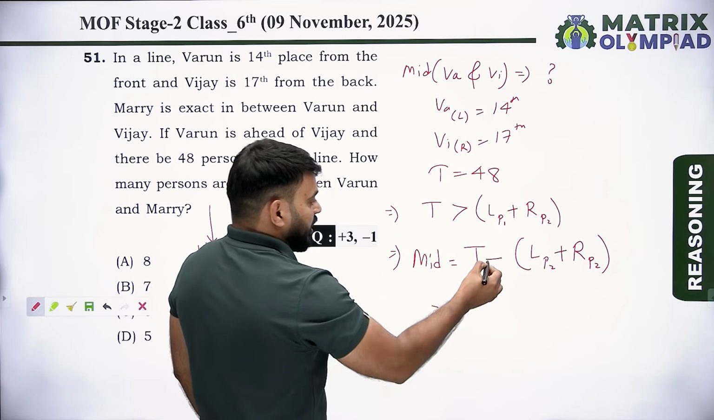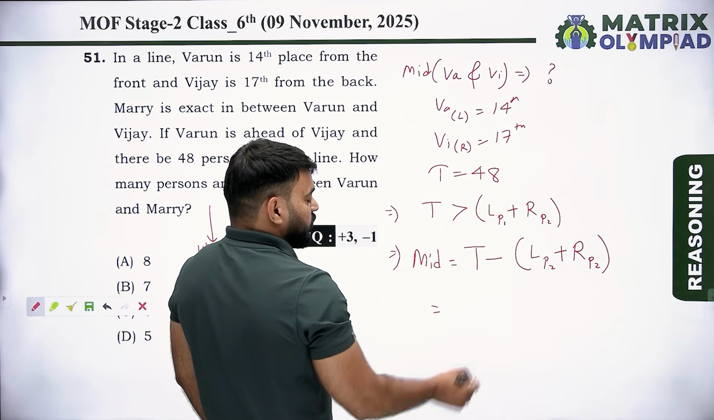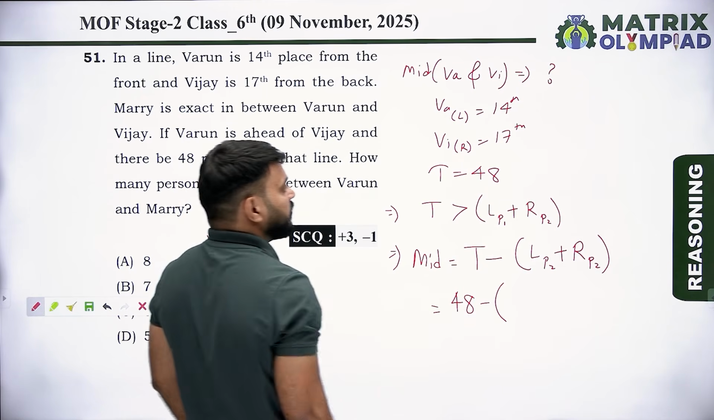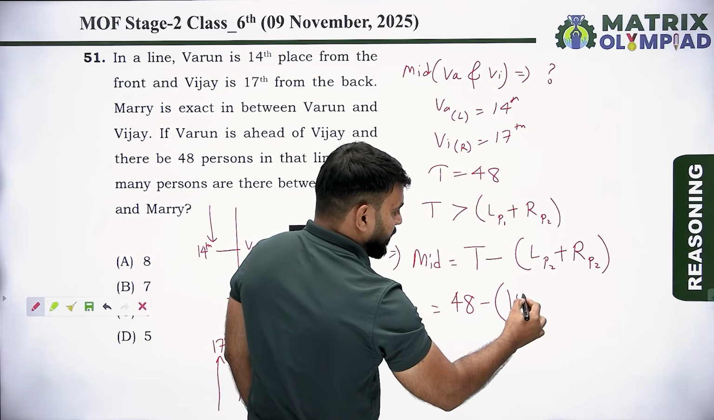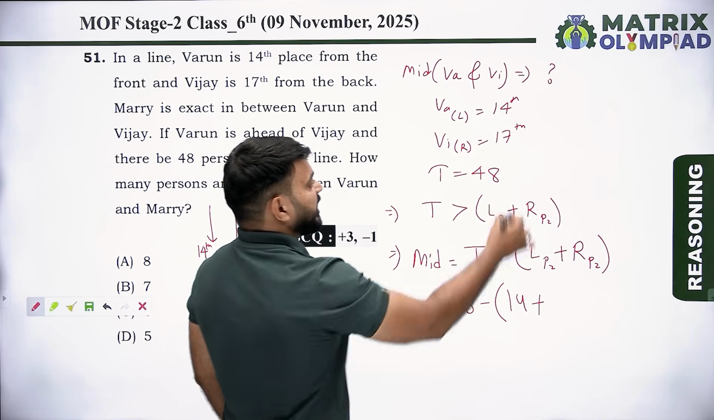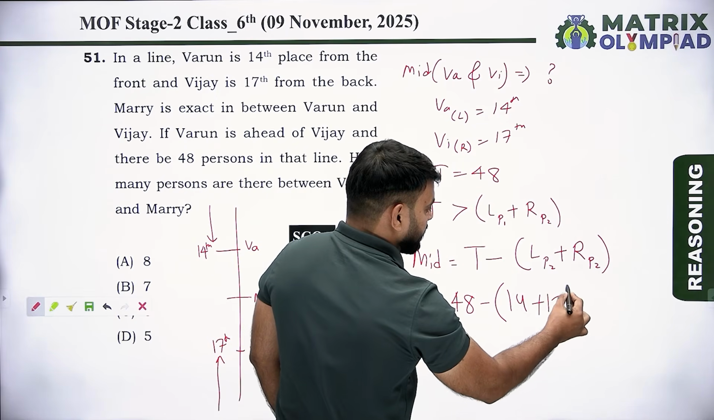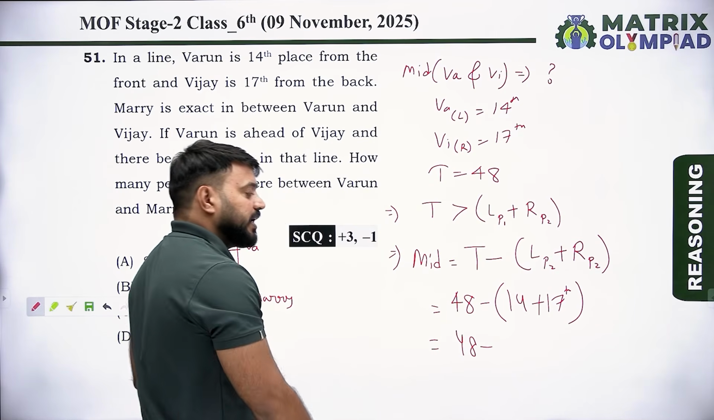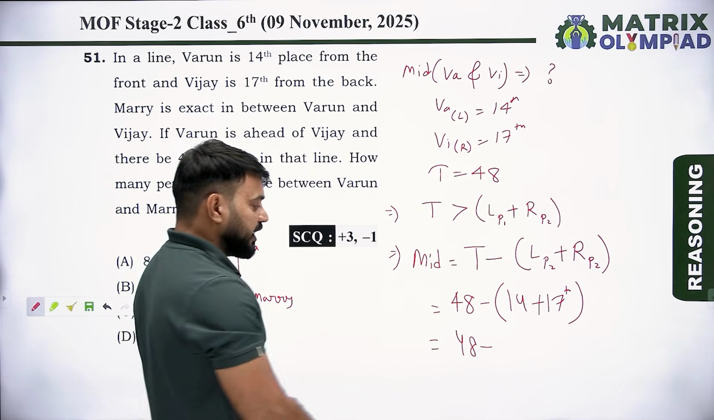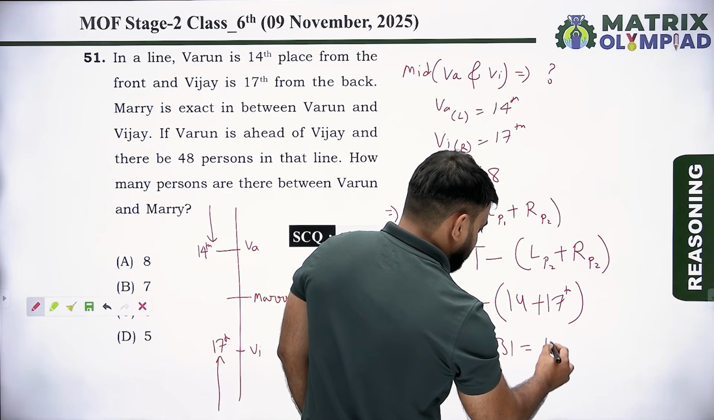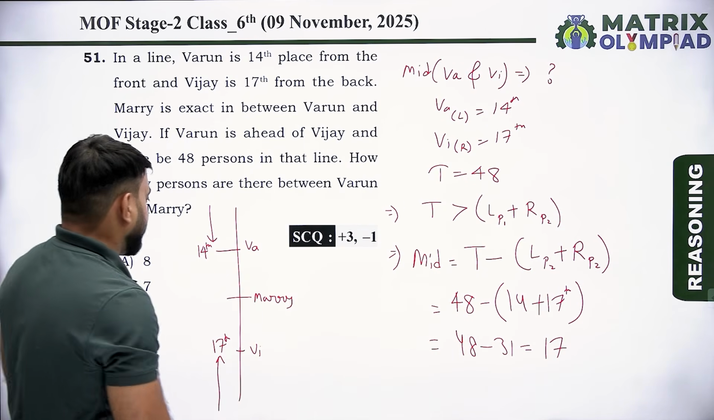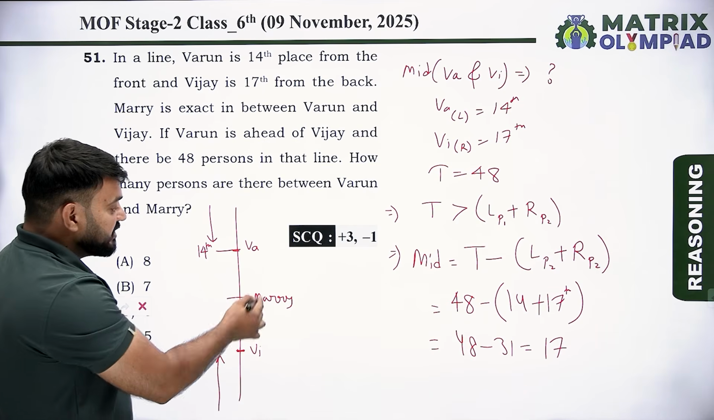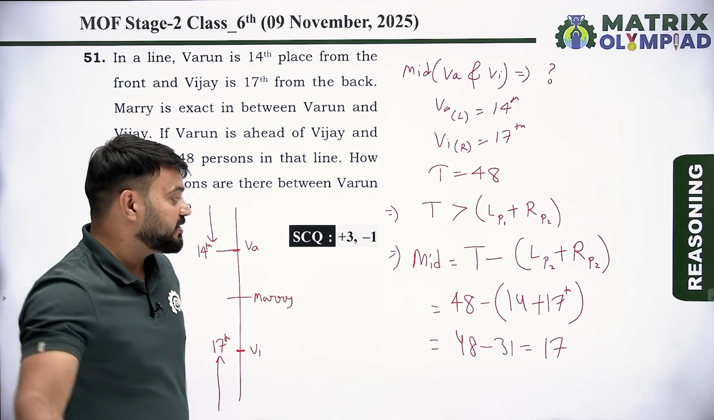So total number of persons is 48 minus left position of first person 14 plus right position of second person, means Vijay is 17. So 48 minus 14 plus 17 means 31. 48 minus 31 means 17. So there are 17 persons in between Varun and Vijay, and Mary is exactly in between Varun and Vijay.